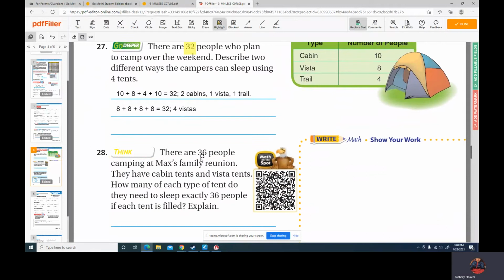There are 36 people camping at Max's family reunion. They have cabins, tents, and vista tents. How many of each type?